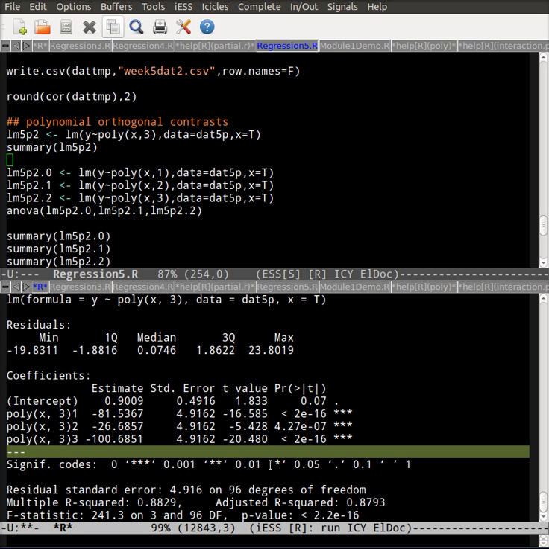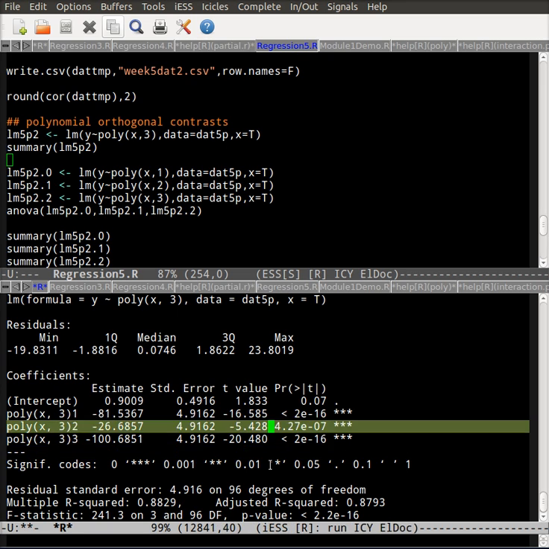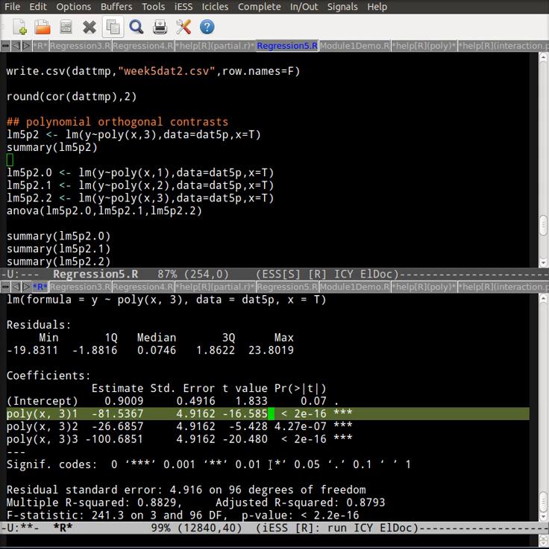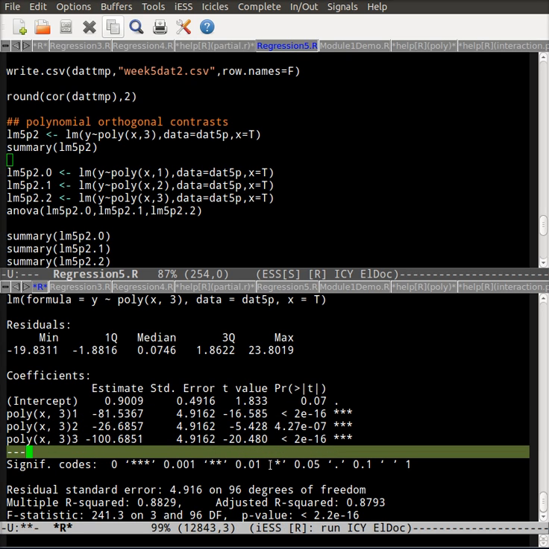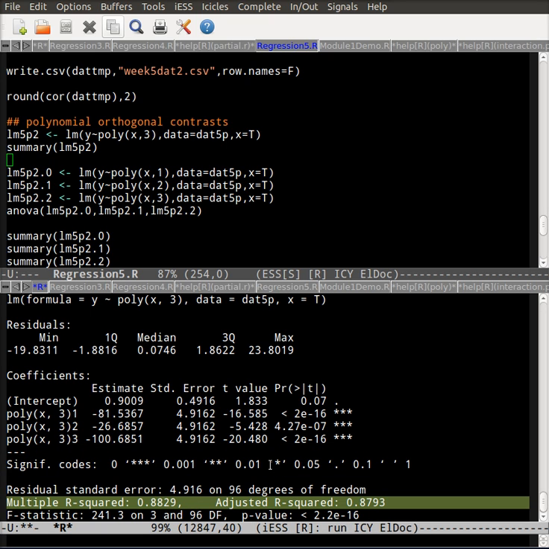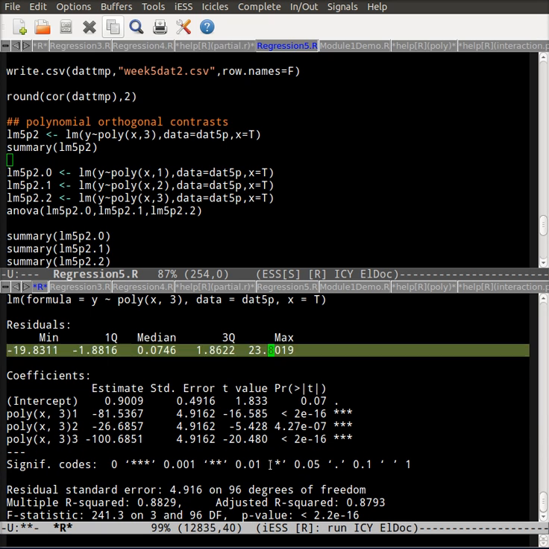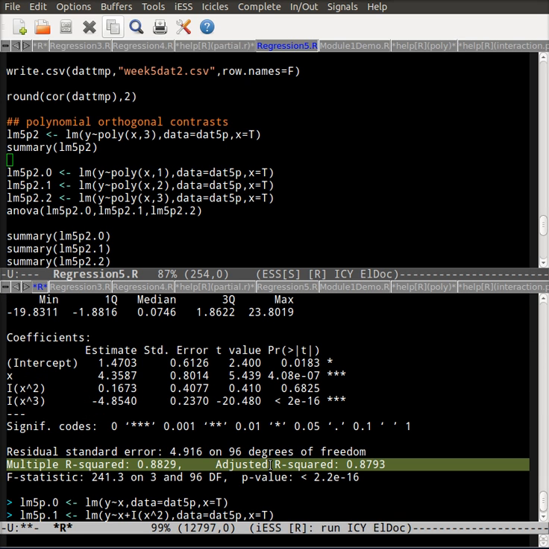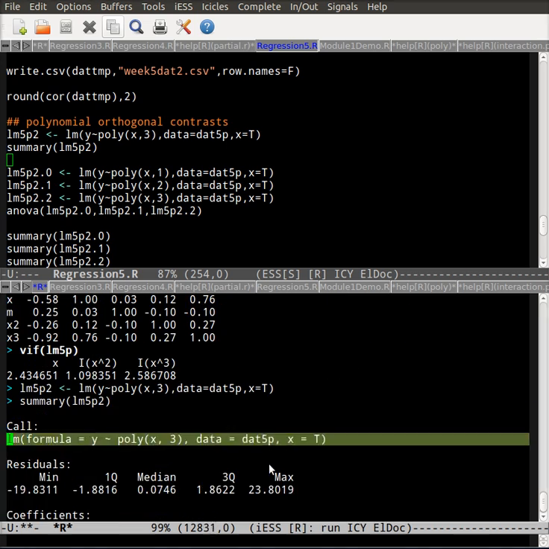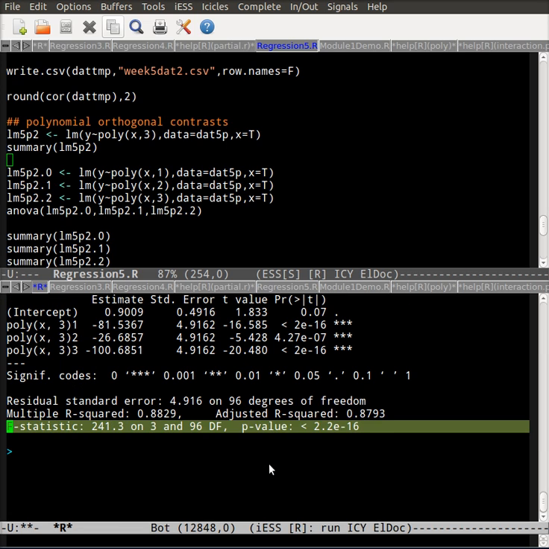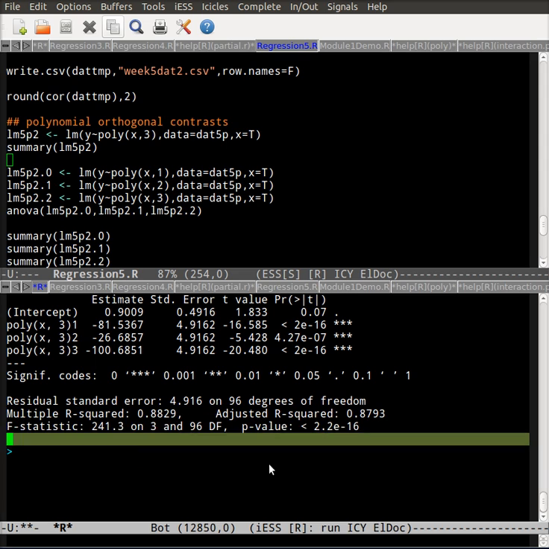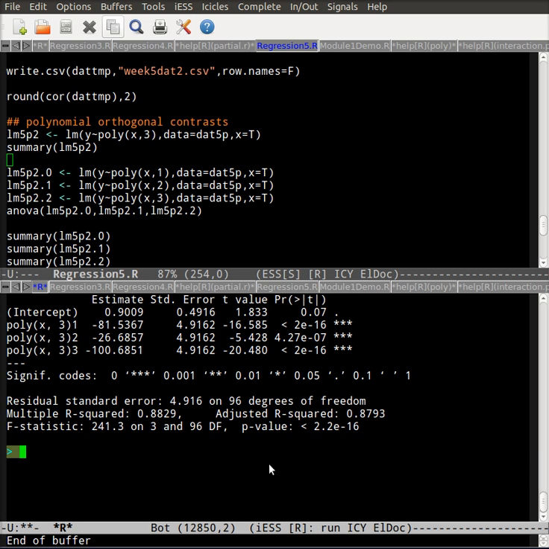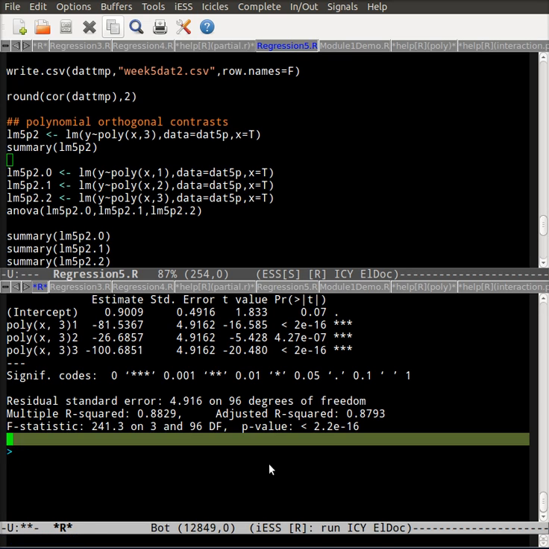They create independent predictors, and so you can see our parameter estimates are now different and our hypothesis tests are different. The amount of variance that we account for in our model remains relatively similar. 88.29, 87.93, and this should be 88.29, 87.93. So the amount of variance that we account for in our dependent variable remains the same. Parameter estimates, hypothesis tests change.